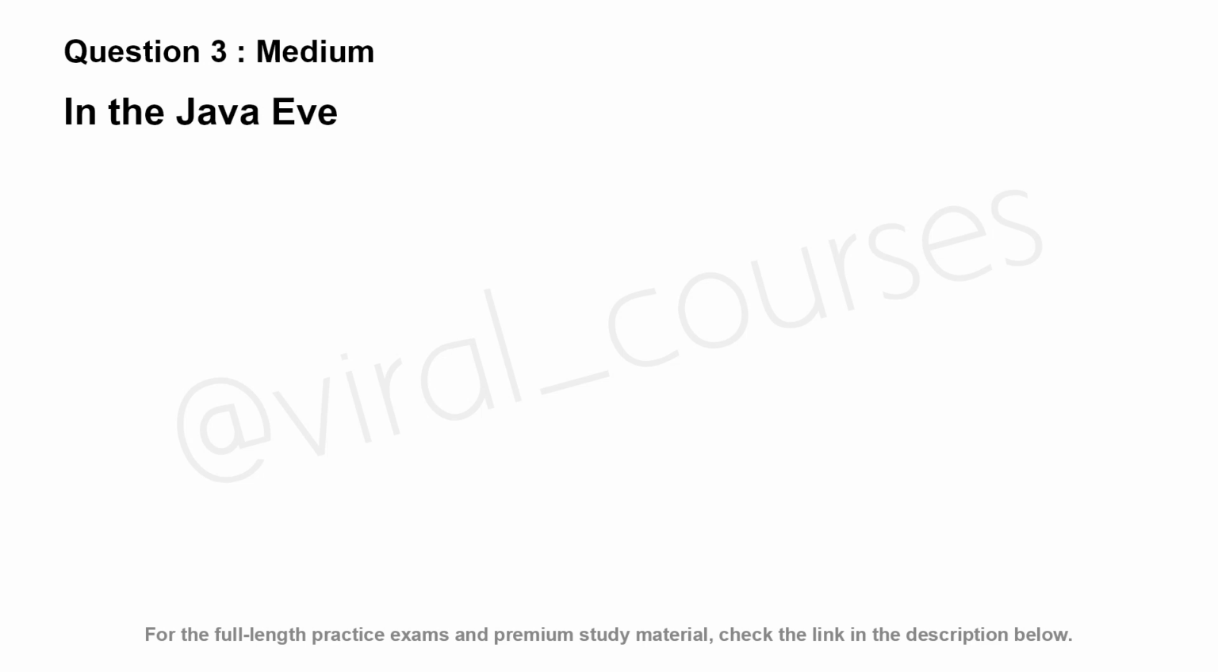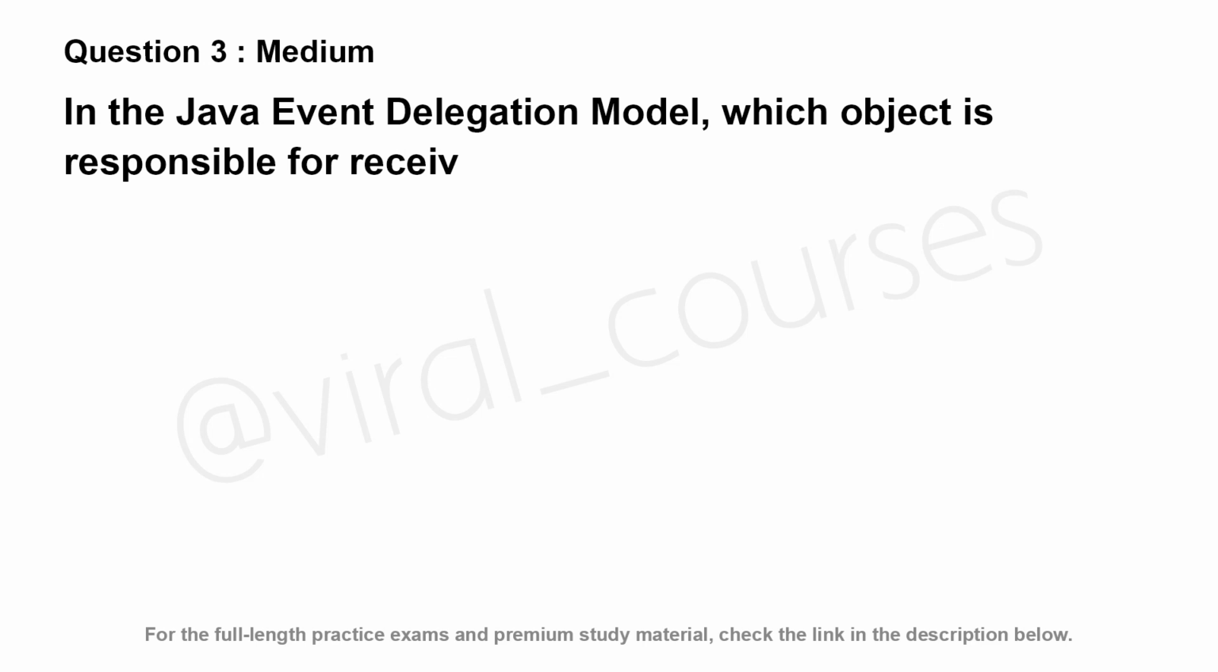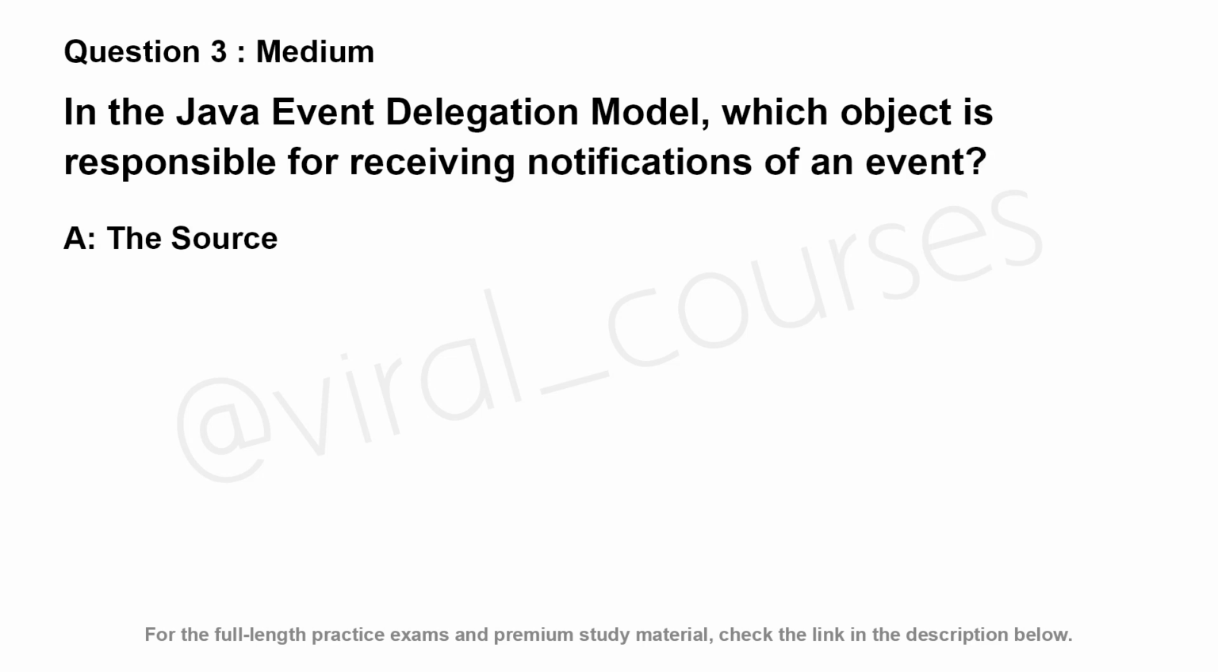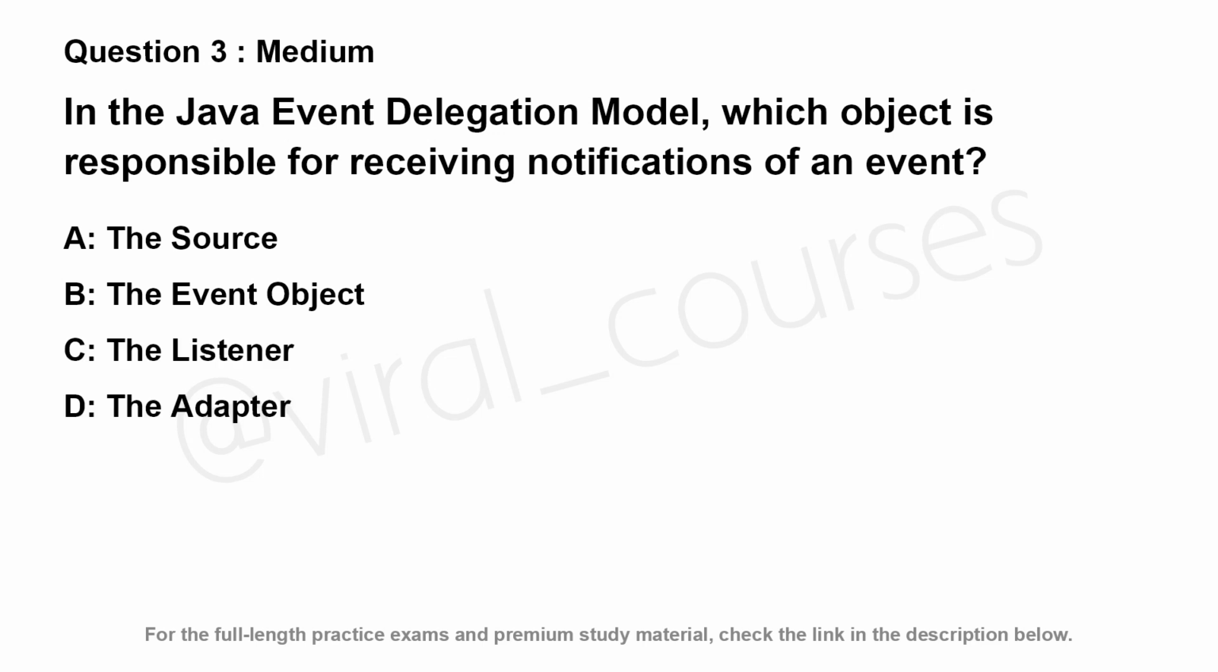In the Java event delegation model, which object is responsible for receiving notifications of an event? Option A, the source. Option B, the event object. Option C, the listener. Option D, the adapter.